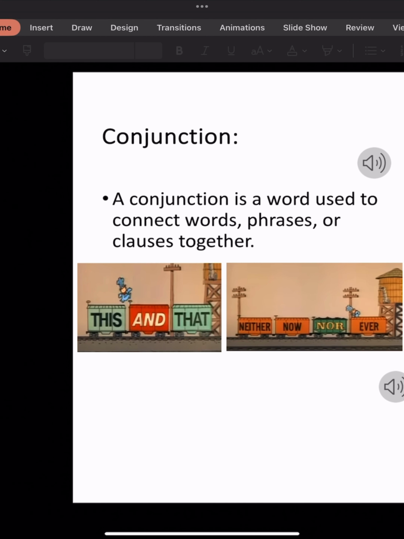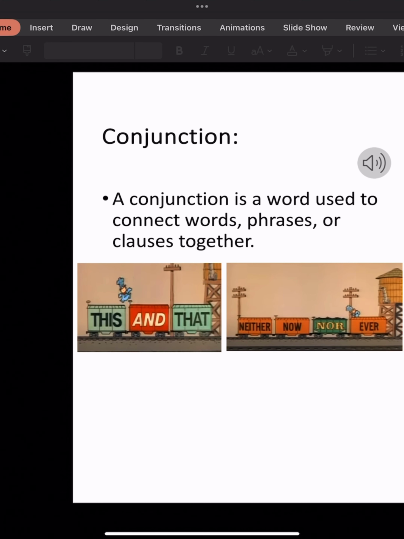A conjunction is a word used to connect words, phrases, or clauses together. A conjunction is a word. Gotta get the words in there really fast, but here we go. A conjunction is a word used to connect words, phrases, or clauses together.